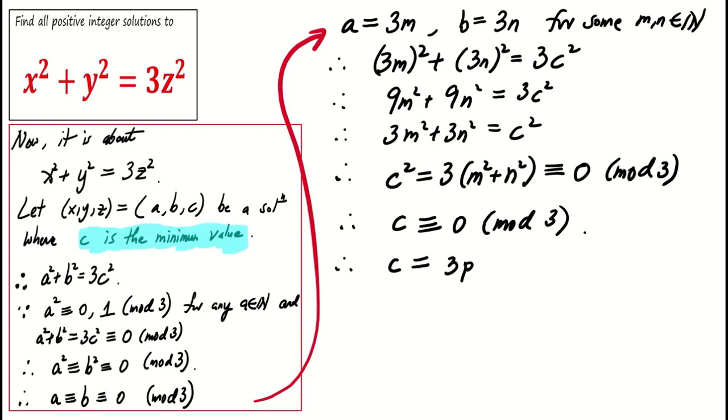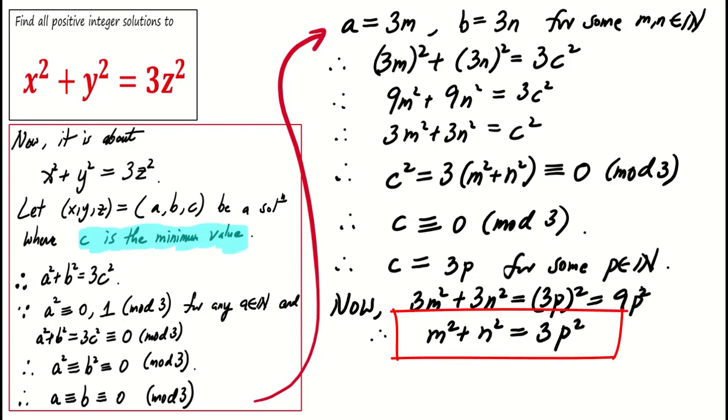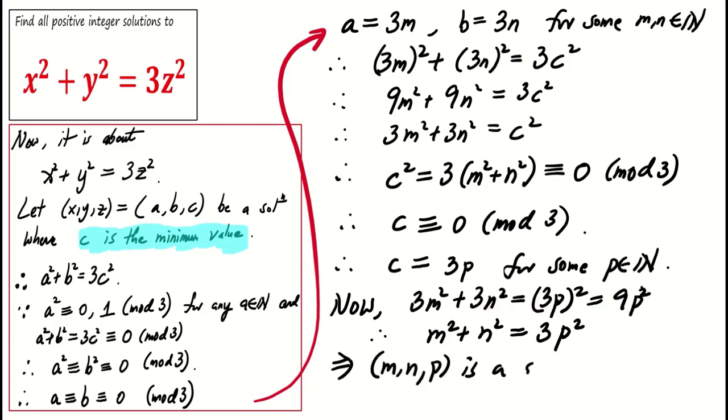Let's write c as 3p for some positive integer p and substitute this value back into the equation. After simplifying, we get m squared plus n squared equals 3p squared. Here is the crucial step. What can we conclude from this equation? Yes, it implies that m, n, and p is a solution to the original equation. And importantly, p is smaller than c.